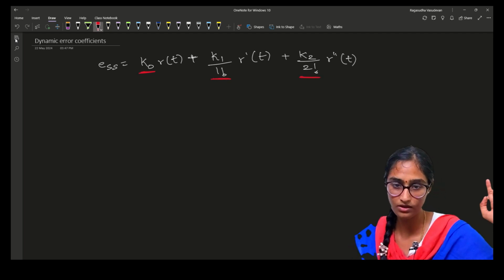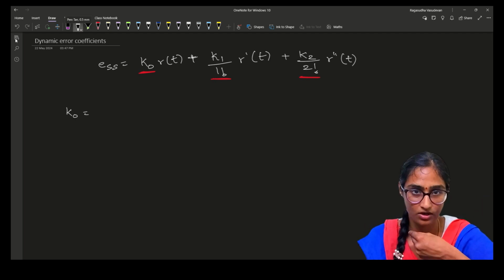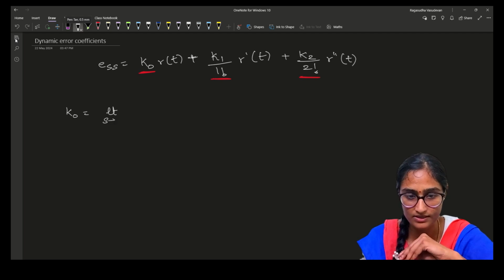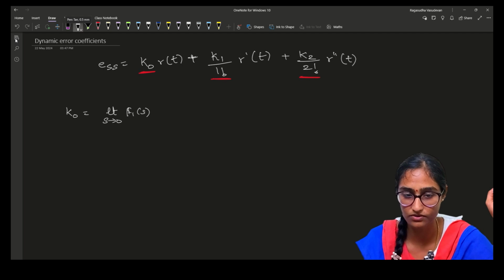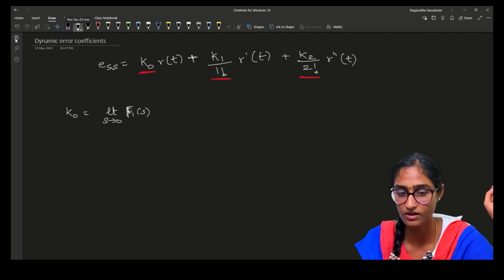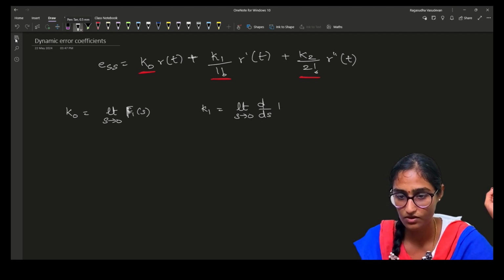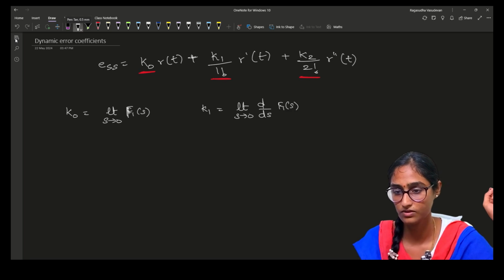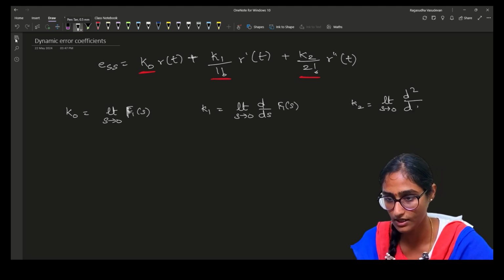Okay, K0, K1 and K2, these are the dynamic error coefficients, where the value of K0 is equal to limit s tends to 0 f1 of s. I'll tell you what f1 of s is, but for now just have it like this. And K1 is equal to limit s tends to 0, the first derivative of f1 of s. What is K2? Second derivative. Same thing, limit s tends to 0, the second derivative of f1 of s.